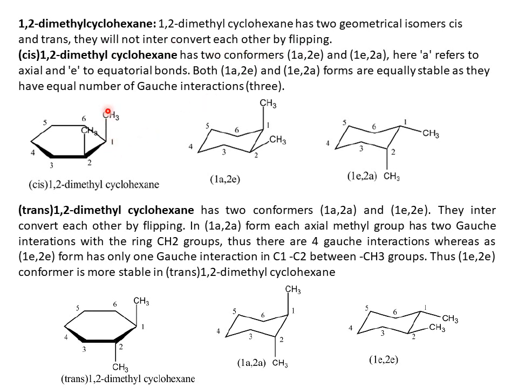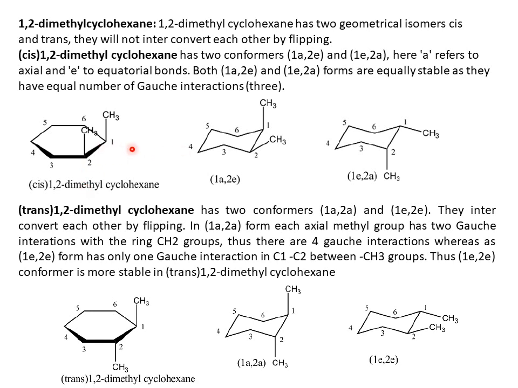Let us look at this. This is a cis isomer where the CH3 groups are on the same side, and this is the trans isomer. Here one CH3 group is upward and the other CH3 group is downward. They are opposite. It is called trans 1,2-dimethyl cyclohexane. This is cis 1,2-dimethyl cyclohexane. This is a Fischer projection formula drawn only in eclipsed conformation.